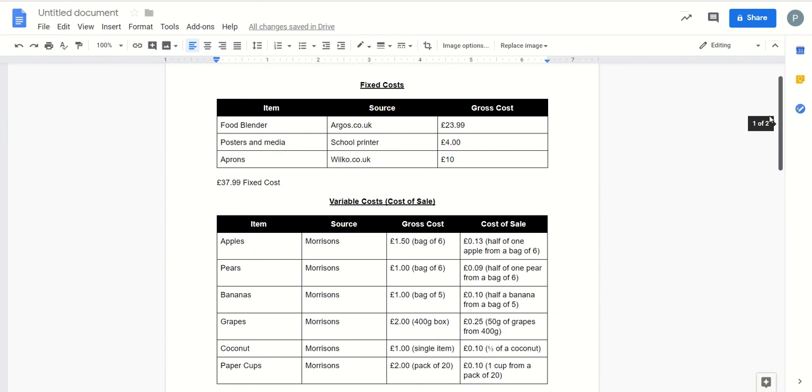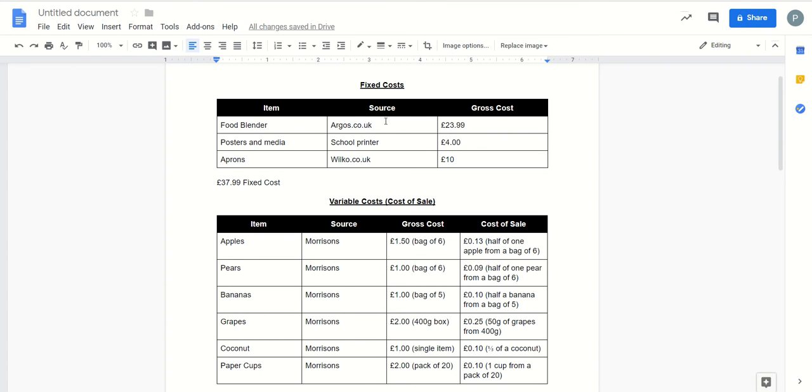Fixed costs are the individual costs that need to be paid before we even start selling. They don't change in accordance with how many items you sell. They're just there. You've got to spend this money on these things. For example, having a food blender for a smoothie stall, having posters in advance of running the stall, and having aprons for the people who are running it. Those things don't vary with how many items I sell. They're just fixed. I've got to spend £10 on aprons. I've got to spend 23.99 on a blender. That's just something I'm stuck with.